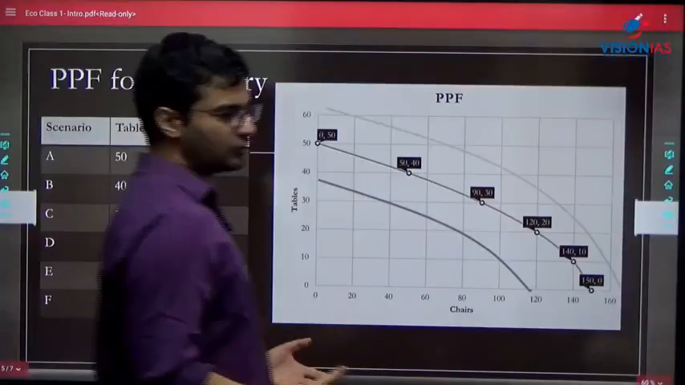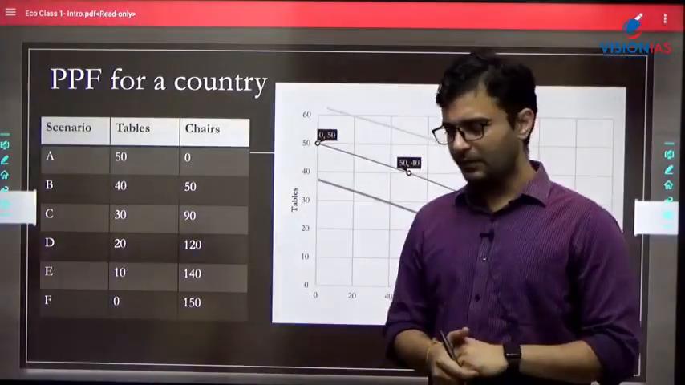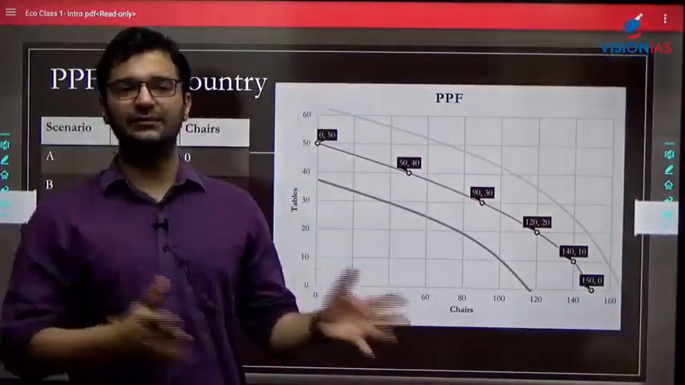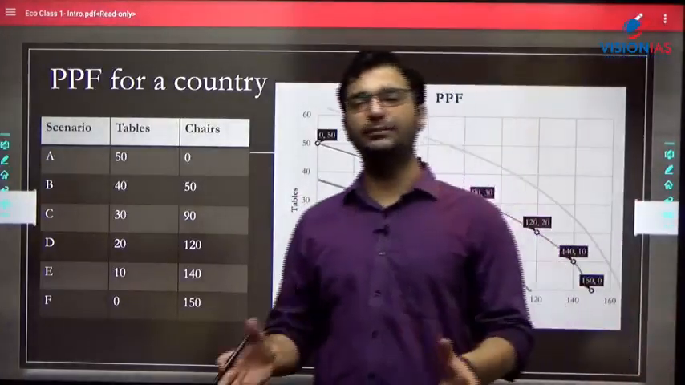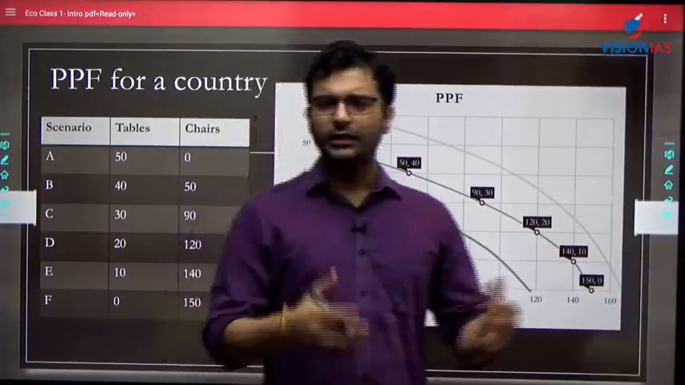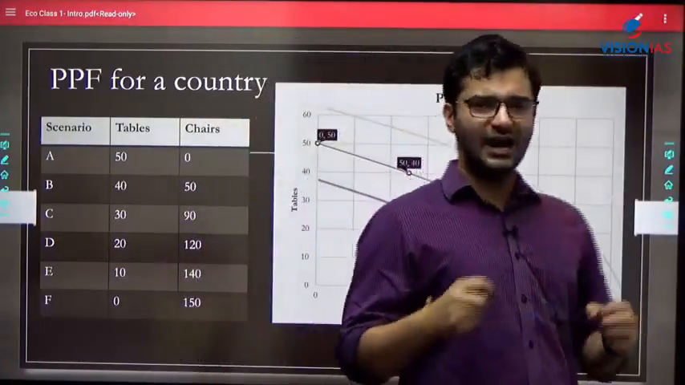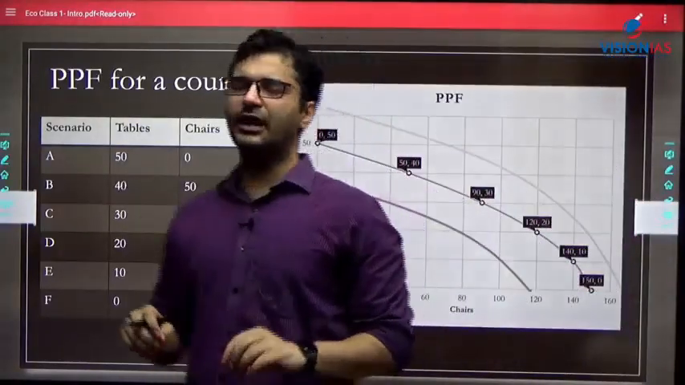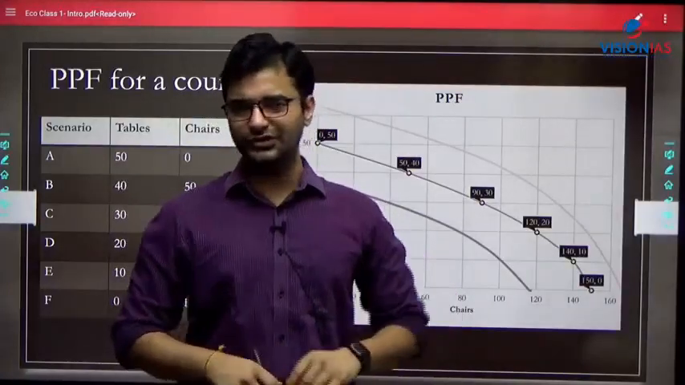Let's expand this concept of PPF, production possibility curve, for a country. Like we discussed 3000 years back, time was that limited resource, and with that limited resource you had 2 options, either to hunt deer or to gather berries. Now let's talk about a country. For a country also, the resources are limited, and a country would have to make a choice about how to spend those resources.